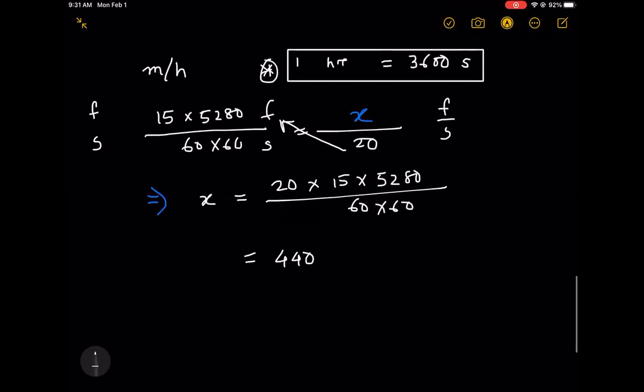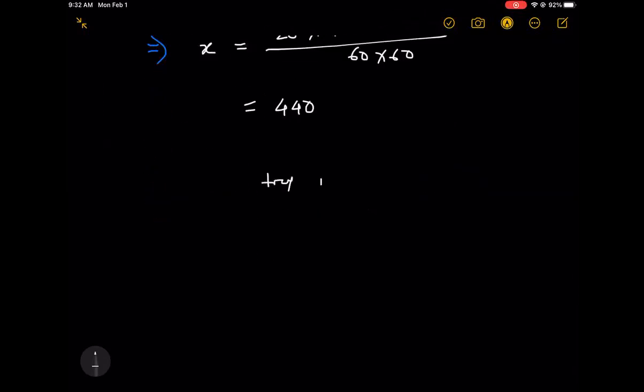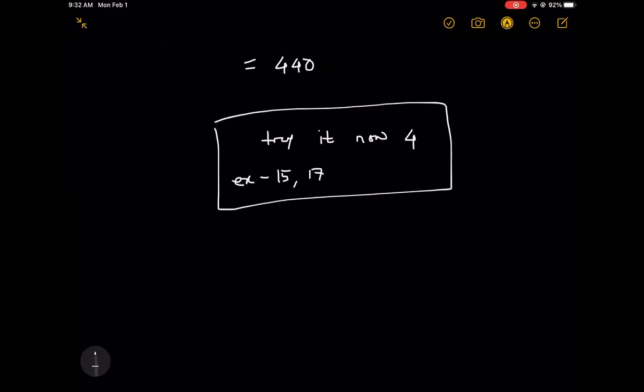Okay then, for Wednesday, I want you guys to solve Try It Now 4. Let me write it for you. The homework will be Try It Now 4 and go over the examples 17, 15. I didn't show 15, right? Yeah, so go over examples 15 and 17 and see if you have any questions. So this will be your pre-class assignment.